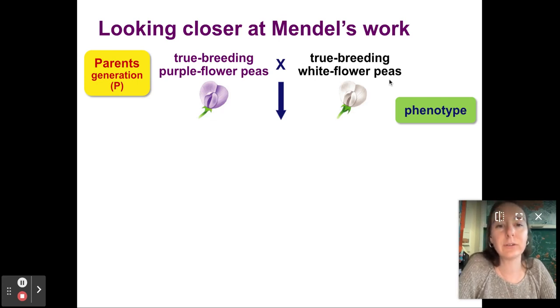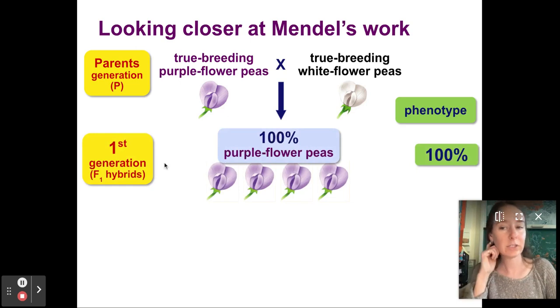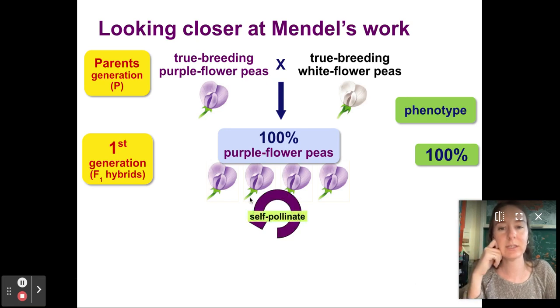He crossed them with true breeding white flowers, and he figured out that the physical traits are called the phenotype. So the phenotype would be what you're actually observing when you're looking at the flowers. So true breeding purple, true breeding white. And he found that in the first generation, the F1 generation, he got 100% purple flower peas, right? We just talked about this.